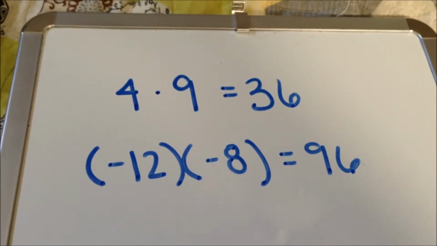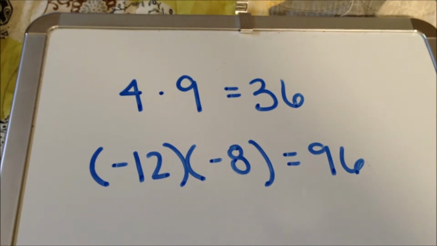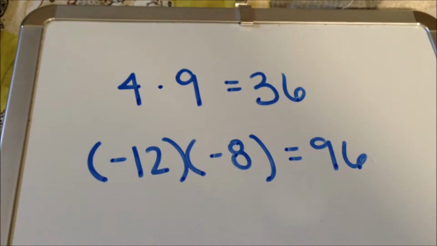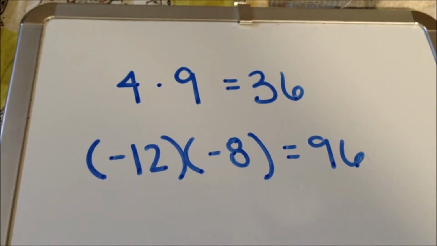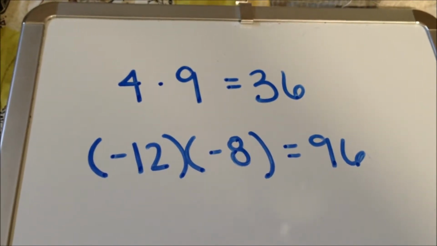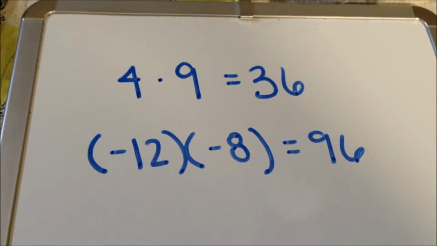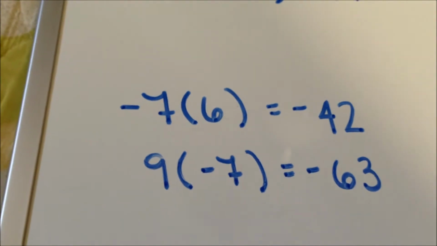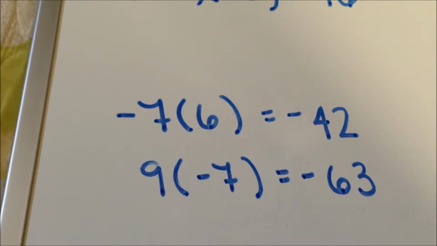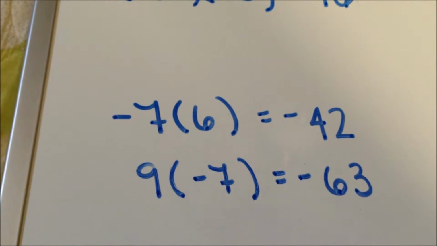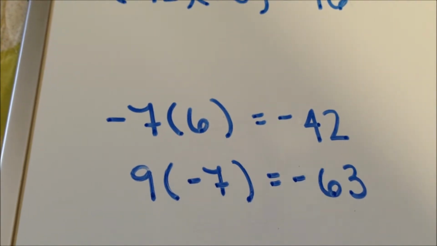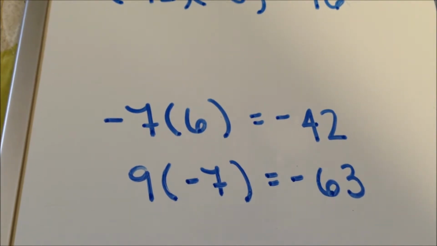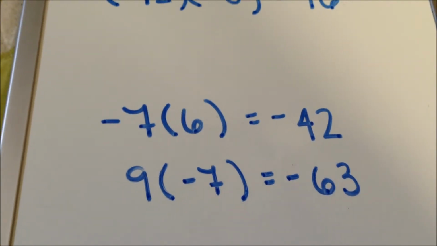If you have two numbers that have the same sign, so two positive numbers or two negative numbers, your result will be positive. For example, 4 times 9 equals positive 36, and negative 12 times negative 8 equals positive 96. But if you have two numbers where one is positive and the other is negative, your result is negative. For example, negative 7 times positive 6 equals negative 42, and positive 9 times negative 7 equals negative 63.